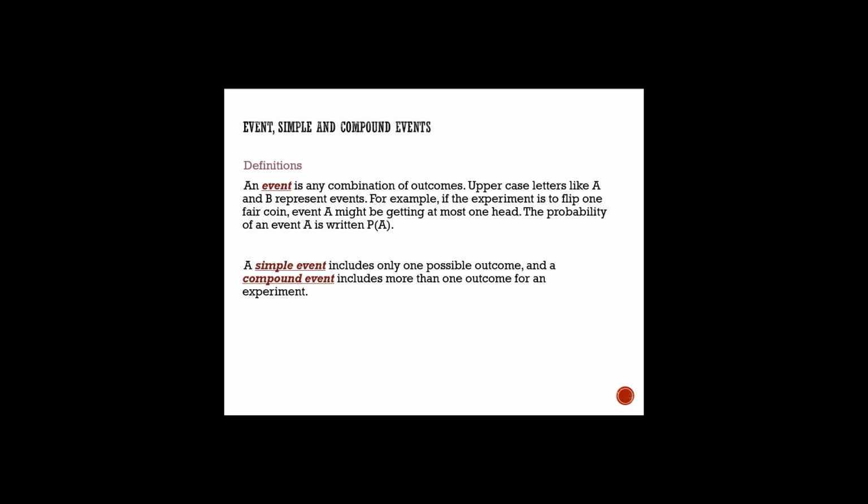Now, you could write that A is at most 1 head, and so you could write probability of at most 1 head. It's usually easier to define the event as a capital letter and then just write probability of A. Now, a simple event includes only 1 possible outcome, and a compound event means that there is more than one possible outcome included in our event.